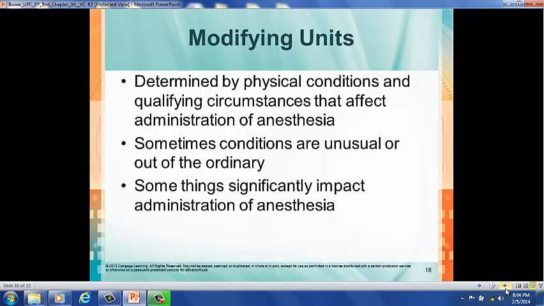The qualifying circumstances codes are located in the Medicine section of CPT, but are explained under qualifying circumstances in the guidelines of the anesthesia section. These guidelines should be read and understood fully before you assign any of the codes.